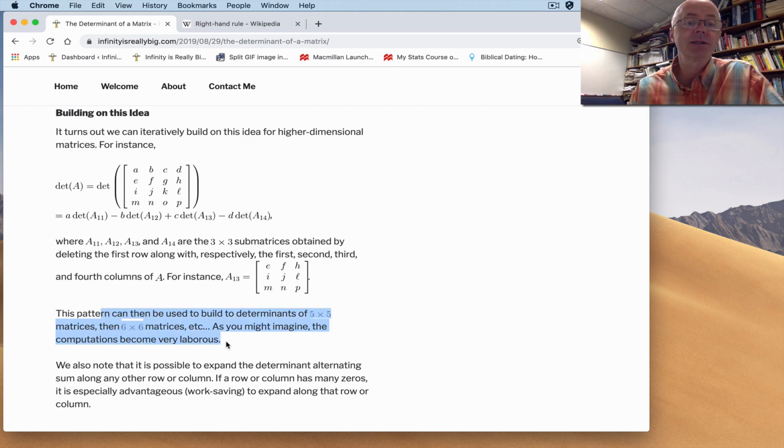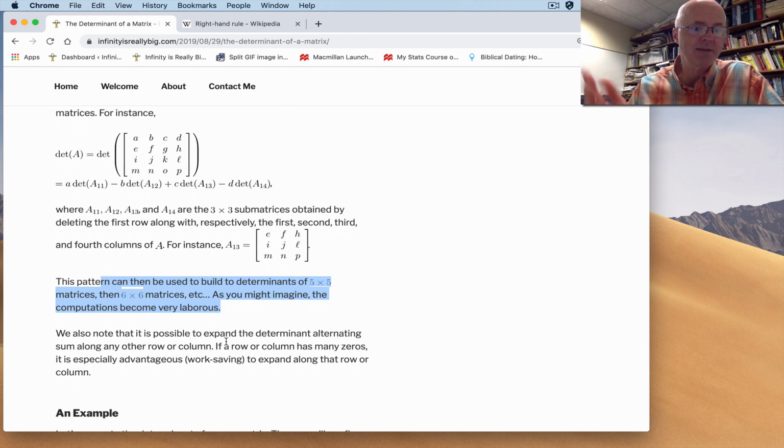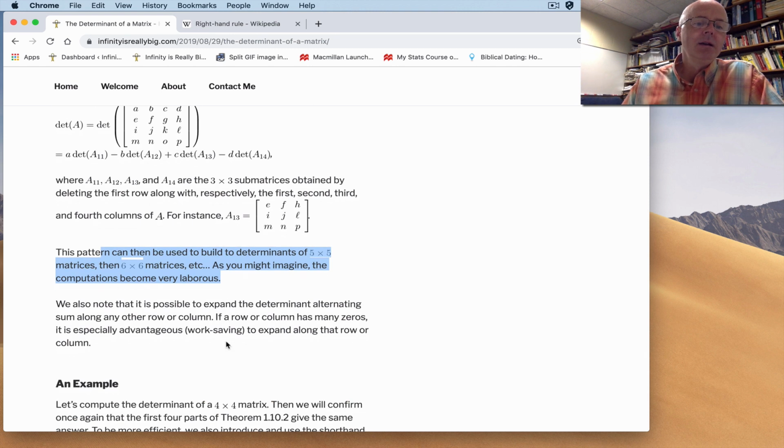But the computations, as you can imagine, become very laborious. That's definitely true, even for a computer. It can take computers a long time to compute determinants of even, I don't know, 20x20 matrices. That could take a long time even for a computer if you're using this method, because, for example, the determinants of these matrices are kind of complicated as well. Those are all 3x3 matrices.